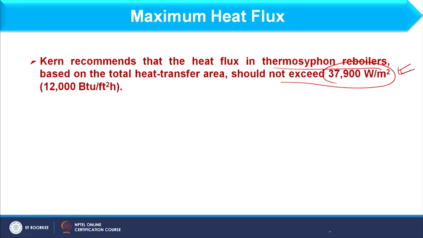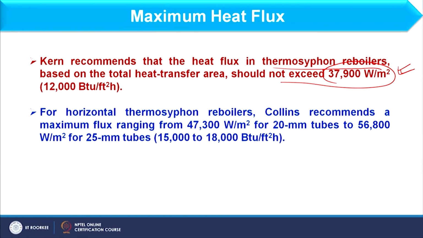and this value is available for vertical thermosiphon reboiler. However, for horizontal thermosiphon reboiler, Collins recommended a maximum range from 47,300 to 56,800 watt per meter square, where the lower value is for 20 mm tubes and the higher value is for 25 mm tubes. So, in this way you consider the maximum heat flux while designing horizontal as well as vertical thermosiphon reboiler, and in the next lecture we will discuss design of vertical thermosiphon reboiler in detail, which will be started considering maximum heat flux which we have just discussed. So, that is all for now. Thank you.